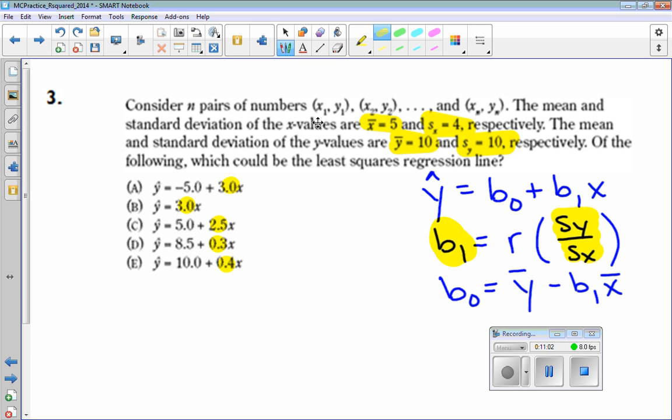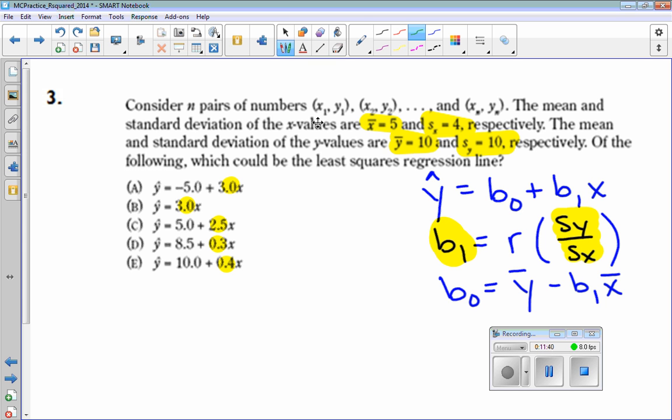So why do you think I could use what's highlighted in yellow here to help us make a decision and possibly eliminate some of those answer choices? Temerson? Solve for what? R, the missing variable. And what do I know R has to be between? 1 and -1. So if it's outside of those values, then I can eliminate that as a possible answer choice.